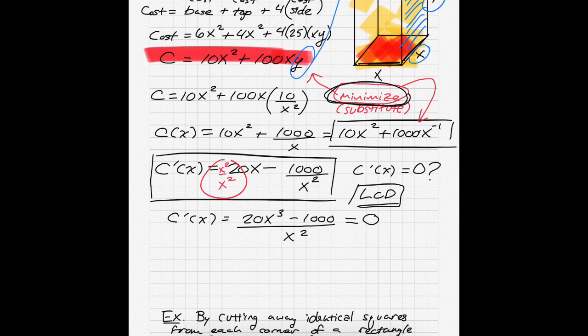Okay. So if I set that equal to 0, well, I multiply up my x squared, right? So really I'm just looking at where is the numerator equal to 0. So I'd have 20x cubed minus 1,000 is 0. Therefore, x cubed is what? 1,000 over 20? 50?